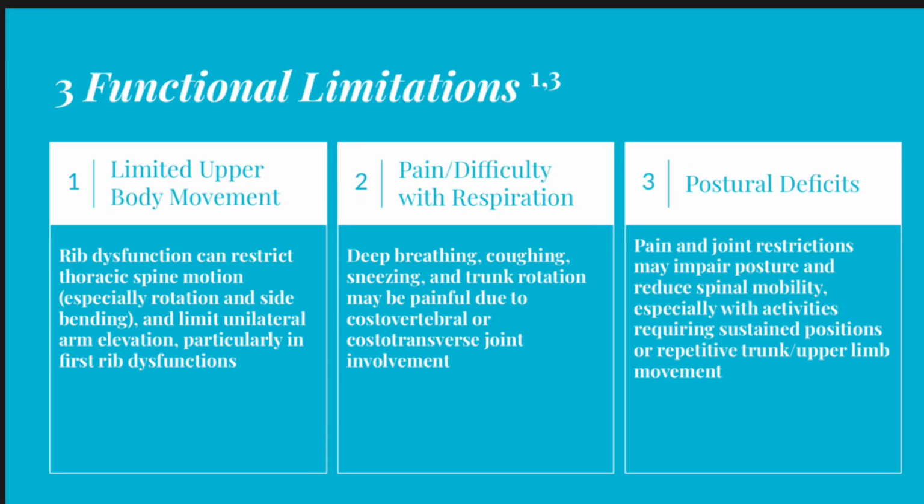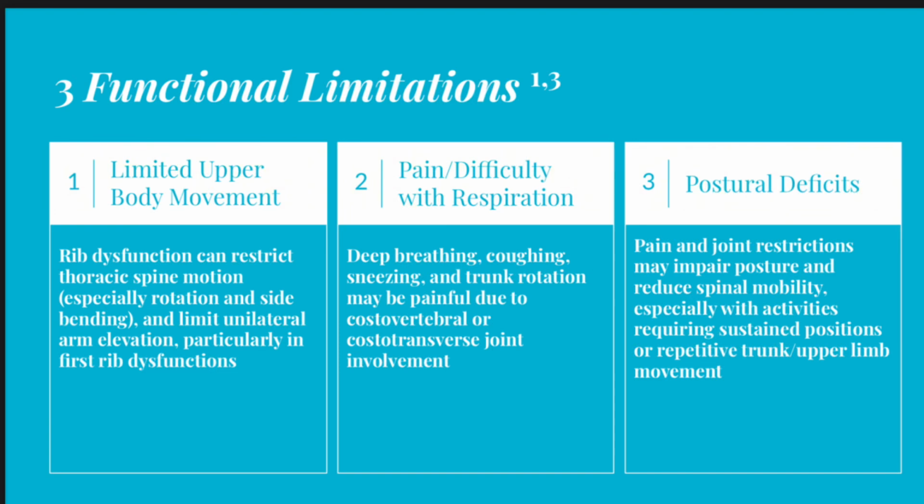Right, so the 3 functional limitations we're going to target are limited upper body movement, pain or difficulty with respiration, and then postural differences. So for limited upper body movement, rib dysfunction can restrict the thoracic spine motion, especially rotation and side bending, and limit unilateral arm elevation, particularly in the first rib dysfunctions.